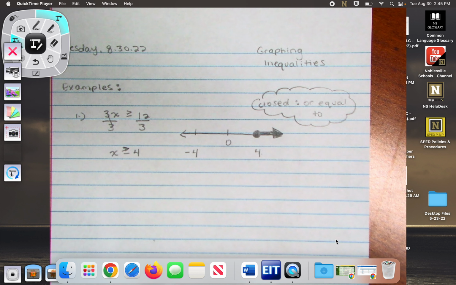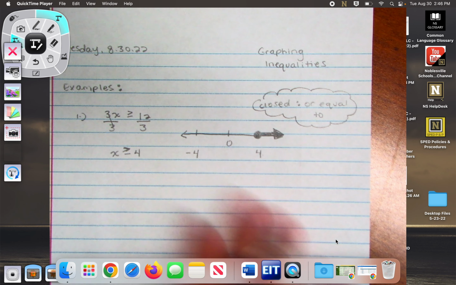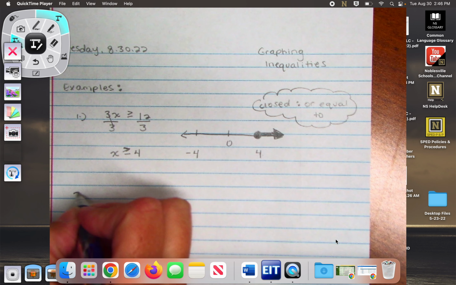Yes? If 4 was negative, wouldn't you switch it? Like switch greater than to less than? That's a different situation. We'll get there, but not quite. I know what you're thinking. You're so close to something you remember from last year, but we'll get there. Let's not confuse anybody. This next example has exactly what you're asking about.